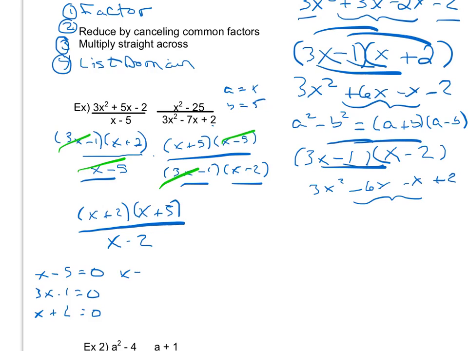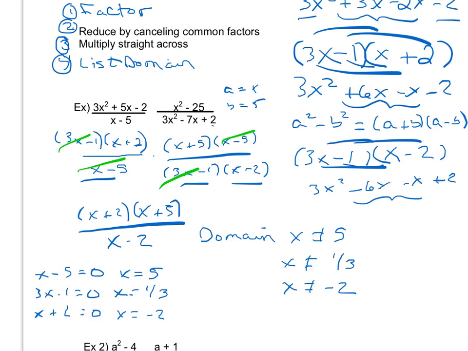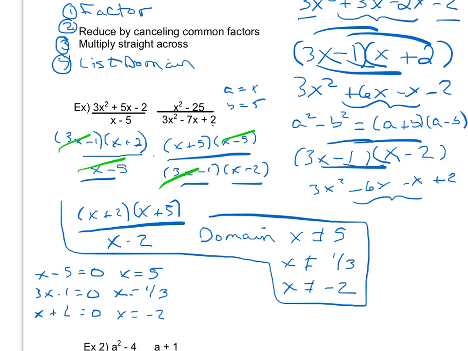Well, x minus 5 equals 0 if x is 5. 3x minus 1 equals 0. Well, if I add 1 and divide by 3, it equals 0 when x is 1/3. And x plus 2 equals 0 when x is negative 2. So the domain for this function is x cannot equal 5, x cannot equal 1/3, and x cannot equal negative 2. So here's my final answer along with my domain restrictions.